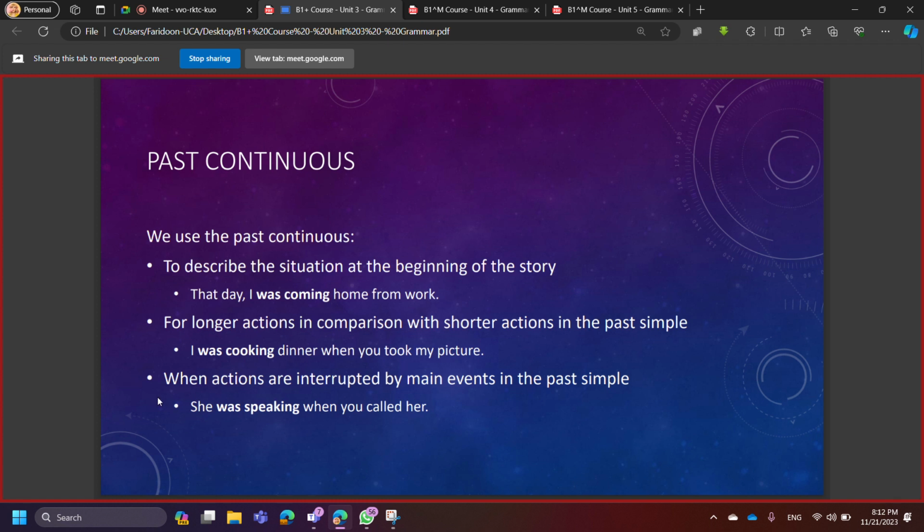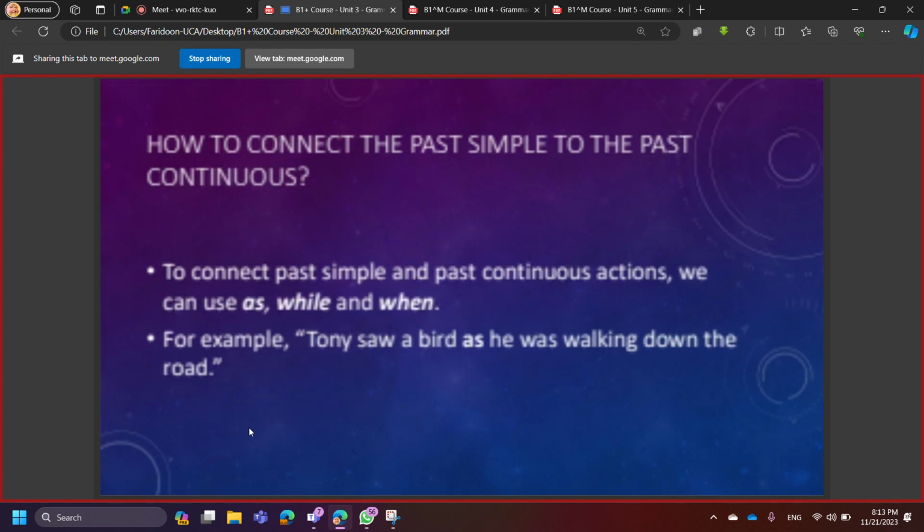For use number 3, we can also use the past continuous when actions are interrupted by main events in the past simple. Mostly these actions are longer actions and they use the past continuous. Example: she was speaking when you called her. So she was in the middle of a speech, and when you called her, you interrupted her, meaning that you stopped her from giving her speech completely or entirely. So this is another use of the past continuous.